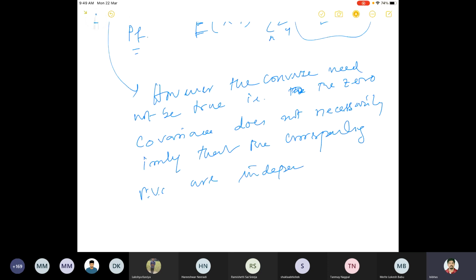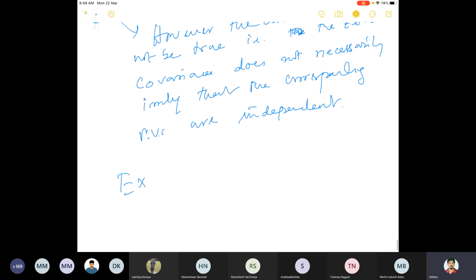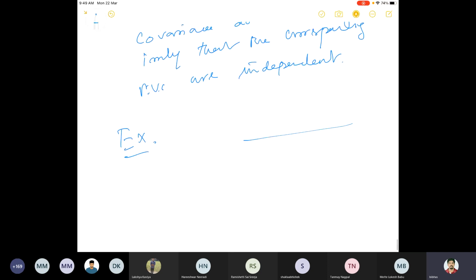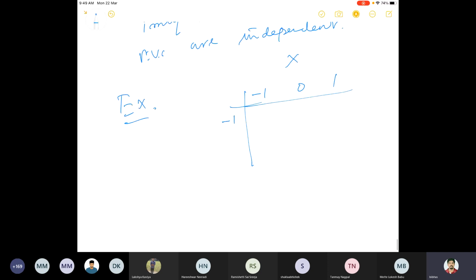You can find different examples, but let me just give you a quick example. I can always cook up an example. So let us say this is x: minus 1, 0, 1, and y: minus 1, 0, 1. And let's say these are the probabilities: 1 by 6, 1 by 3, 1 by 6. And let's say these are all 0, 1 by 6. The same thing, but let me write it this way. So then this is y.